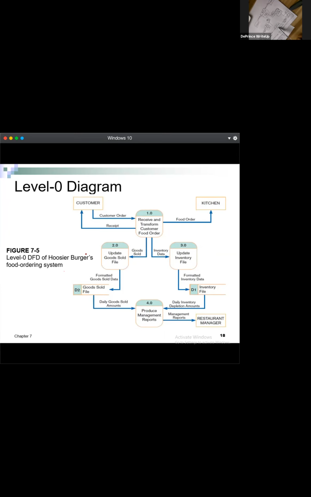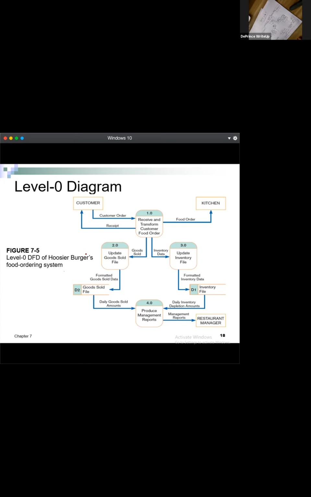So now, in order to generate a report for the manager, you have to generate the report from the database, just like if you are checking your Excel or your Access, or you generate a report. I think we did that in our first lab in the other course, MIS, right? So you generate a report from the database, and that is the process. After it's done, it sends the report to the restaurant manager. So this is called the data flow diagram level 0.